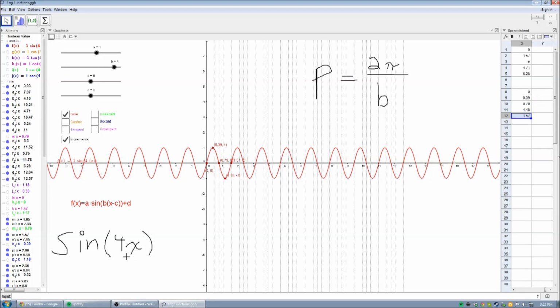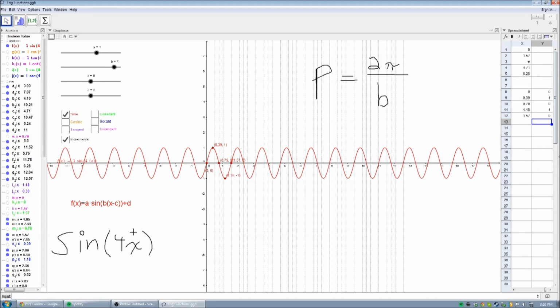So if I put 0 in, 0 times 4, the sine of 0 is still 0. This was pi over 8. Pi over 8 times 4 is pi over 2. The sine of pi over 2 is 1. This was pi over 4. 4 times pi over 4 is just pi. The sine of pi is 0. This was 3 pi over 8, and 3 pi over 8 times 4 should be 3 pi over 2, and the sine of 3 pi over 2 is negative 1. And this was pi over 2, so 4 times pi over 2 is 2 pi, and the sine of 2 pi is 0.